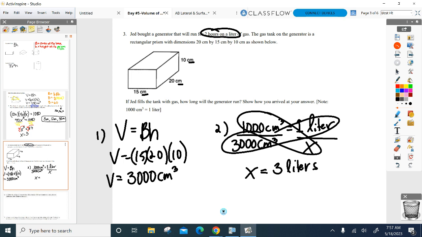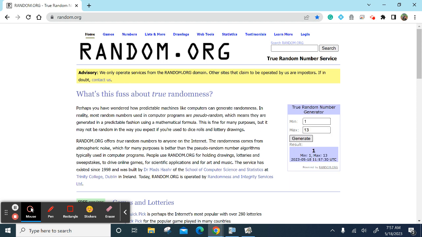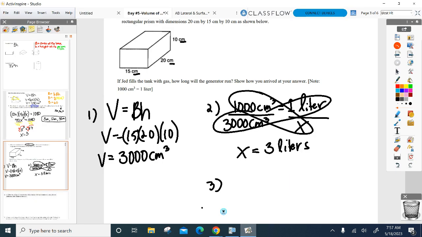All right, let's answer this question now. The generator can run 2 hours on every liter of gas. So we have 3 liters. How many hours now can it run? Okay, 1 liter gives it 2 hours of power. How many hours are we going to have? 1, Anna? 6 hours. 6, right? 2 times 3, 6 hours.